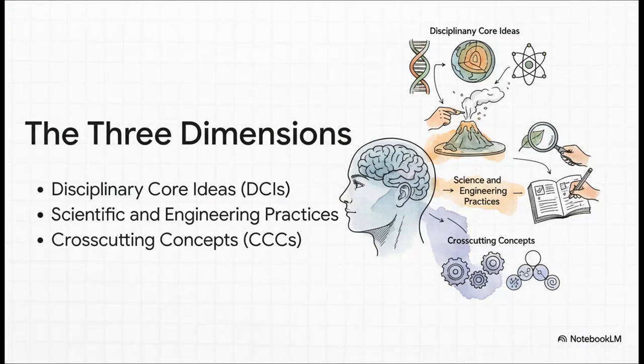So let's break down these three dimensions. I like to think of it like building a house. The disciplinary core ideas, the DCIs, that's your stuff. The bricks, the wood, the foundational knowledge. The science and engineering practices, or SEPs, those are your tools. What you do with the materials. And finally, the cross-cutting concepts, the CCCs. Those are the blueprints, the architectural plans that connect everything and give it all meaning.